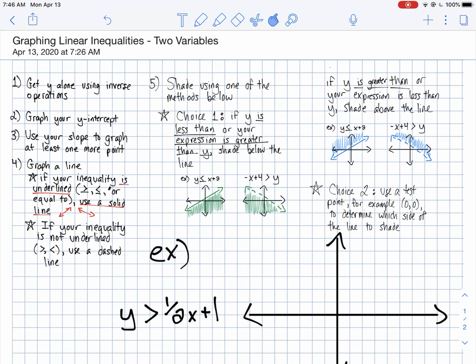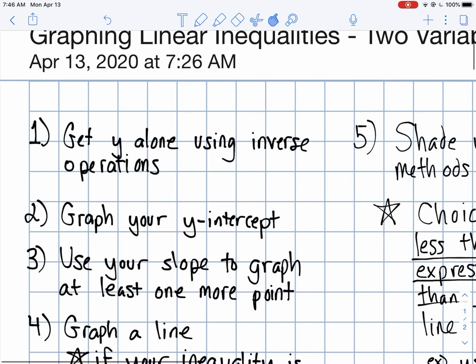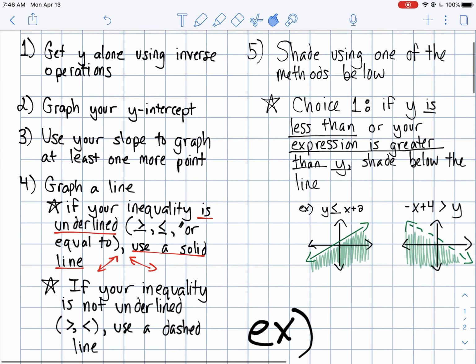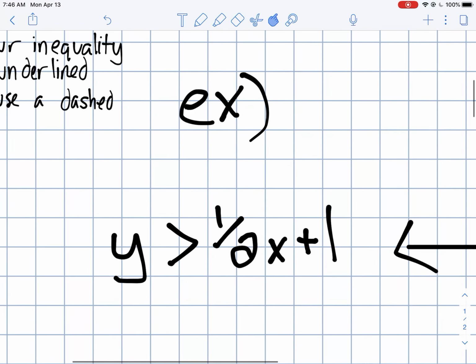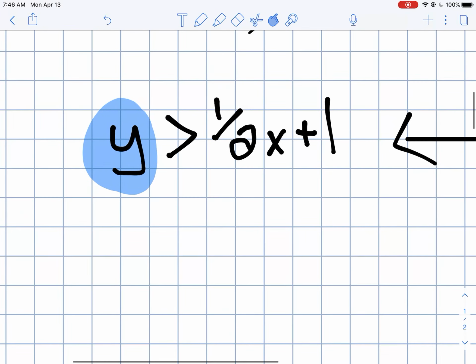Alright, so we're going to start out with our very first step here. Our very first step when we are graphing a linear inequality involving two variables: get y alone using inverse operations. What does that mean? Well, if you look over here for our example, we see y is already alone, so we don't have to do this step.